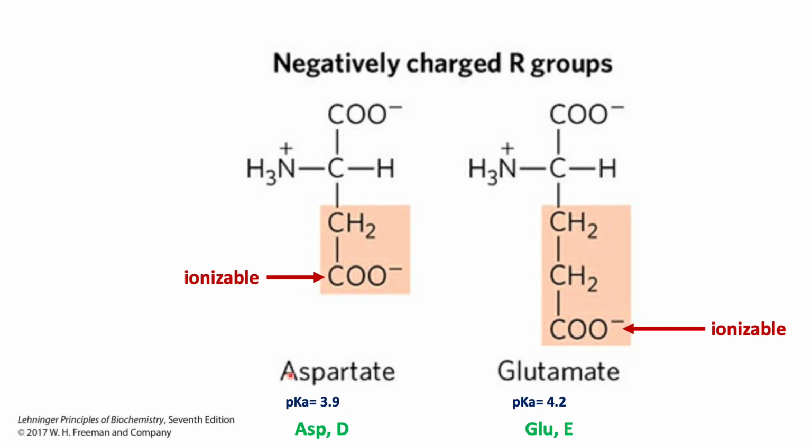So this is just a general overview of the amino acids. It's important to note which ones are nonpolar, which ones are aliphatic, aromatic, which ones are polar uncharged, and which ones are charged but hydrophilic. It's also important to understand which groups are ionizable and which ones are not ionizable, and to understand the relative pKas.